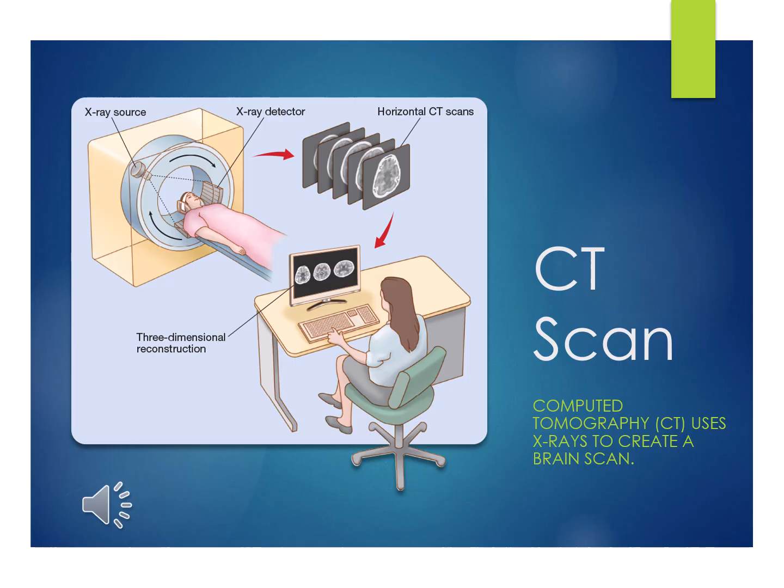The output is shown as a series of horizontal CT scans, which are white and gray images on black backgrounds. And then you can see the person seated at the computer viewing three-dimensional reconstructions of the scans. The images of the brain show in three perspectives that we see on the monitor.